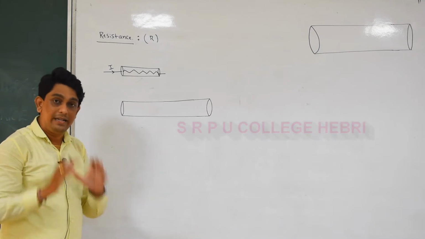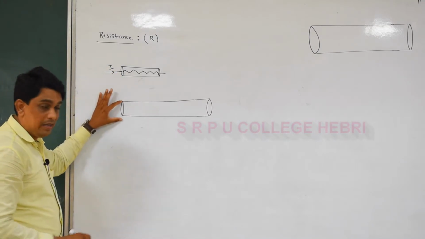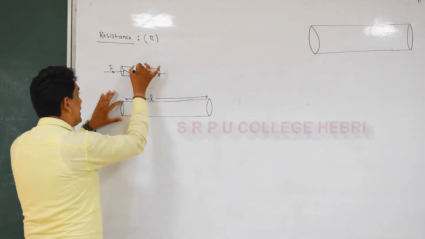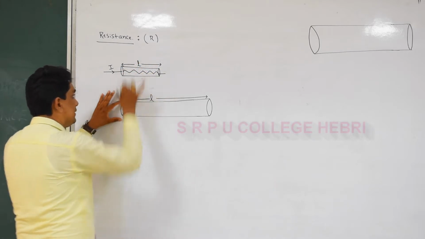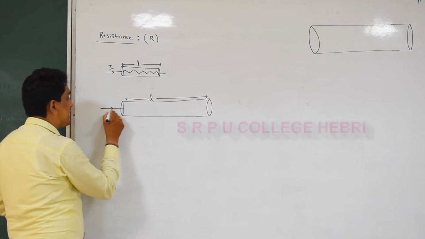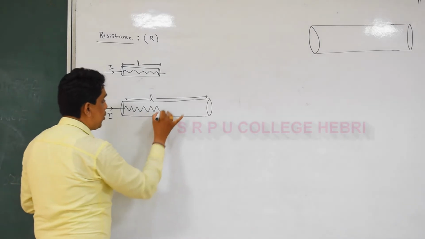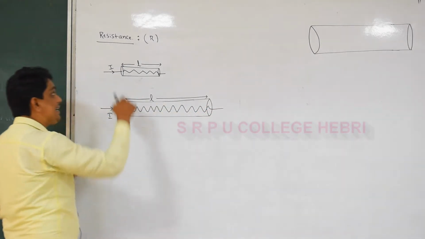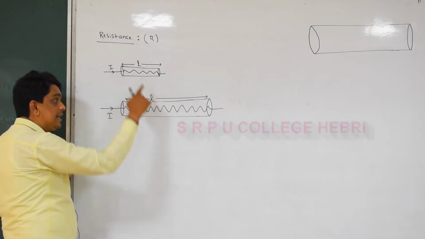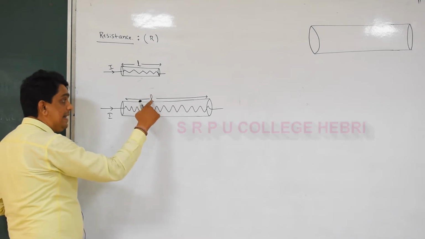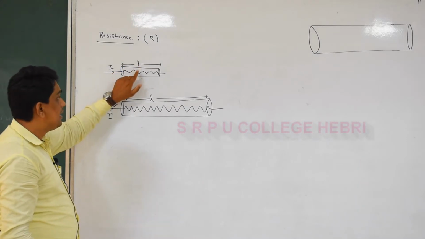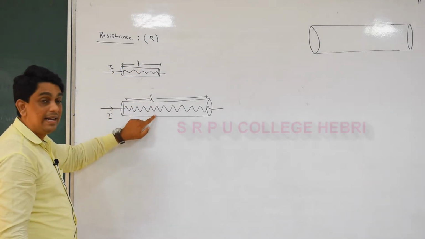Fine. Let me take now the long wire. Let me show you that the length of this wire is more, and the length of this wire is less. When the length of the wire is more, resistance to the flow of current is more. You see here, resistance was less when the length of the material was less, and resistance becomes more when the length of the material becomes more. You can see the relation: length less, resistance less; length more, resistance more.